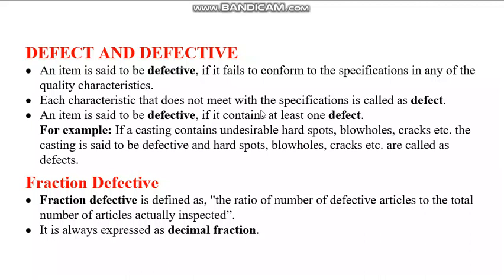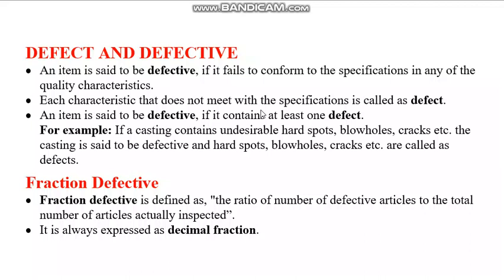We were seeing about control charts. Till now we have seen control charts for variables. Today let us discuss the control charts for attributes. Before proceeding to the control charts of attributes, let us see some definitions like defect, defective, and fraction defective. Let us see first what is a defect and what is a defective.